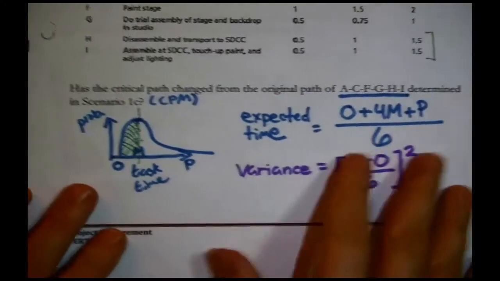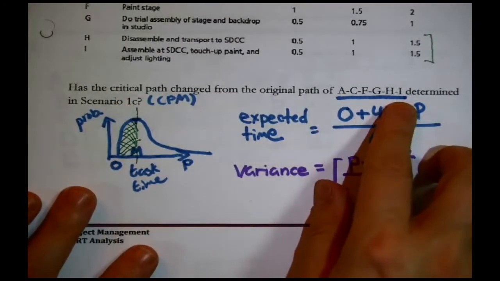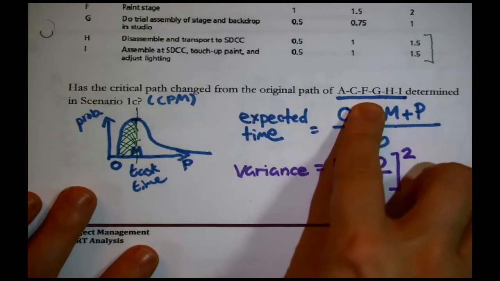Now, back to the question. What were we trying to do? The question, when we started on the formula, was has the critical path changed? We want to confirm that that is still the critical path, or report that it's not. That means we have to find the critical path.